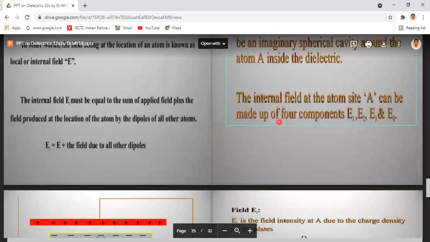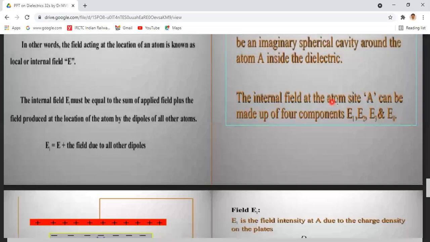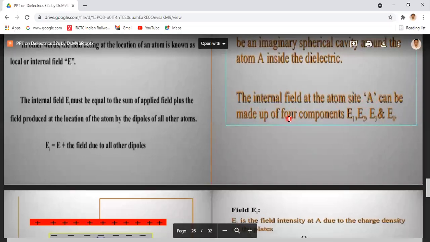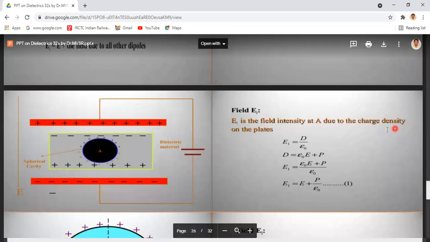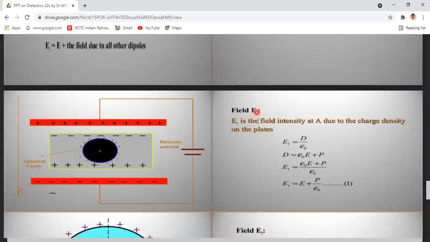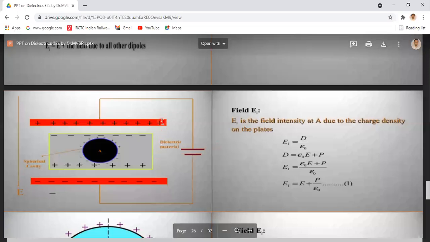So the internal field at the atom site A can be made up of 4 components, that is E1 bar, E2 bar, E3 bar and E4 bar. So coming to each one. The first one, the field E1 bar. E1 bar is the field intensity at the atom A due to the charge density on the capacitor plates. That means E1 is the intensity of electric field which is due to the plates of the capacitor.